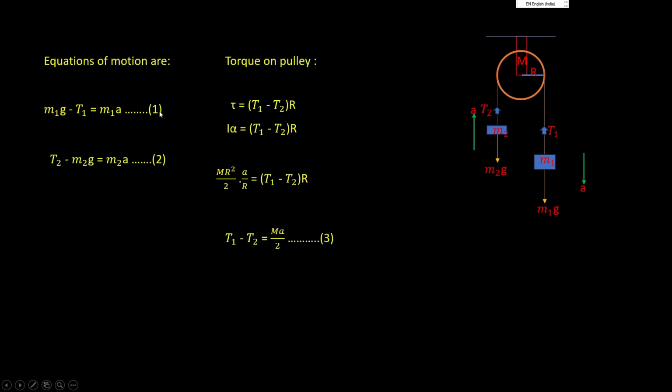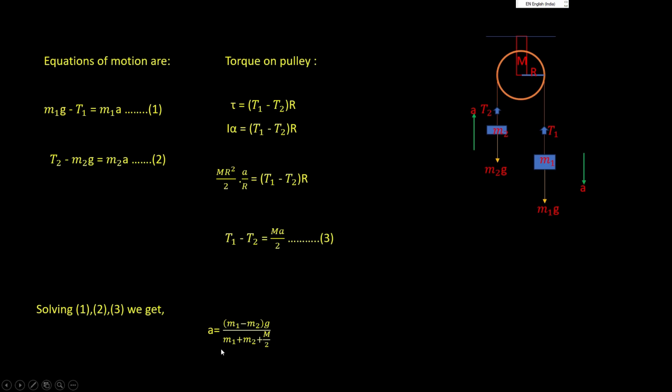Now we get three equations. Equation 1: m1g minus T1 equals m1a. Equation 2: T2 minus m2g equals m2a. And equation 3: T1 minus T2 equals ma by 2. Solving these three equations, we can find the acceleration of the system a as m1 minus m2 into g by m1 plus m2 plus capital M by 2.